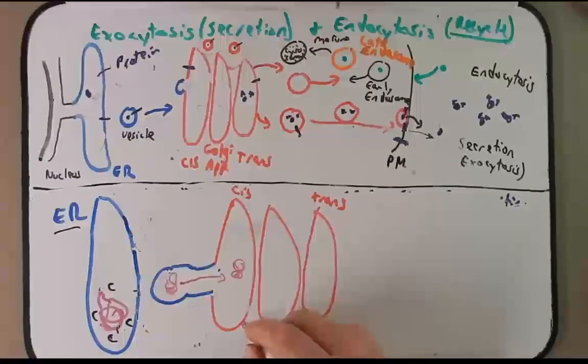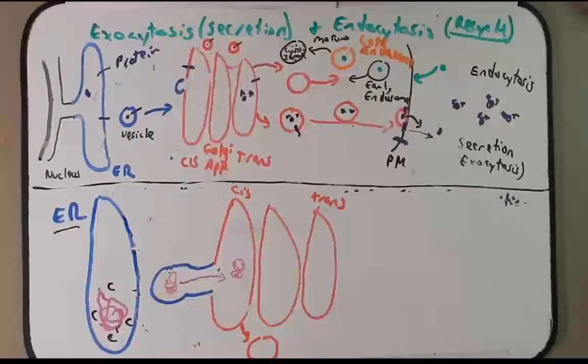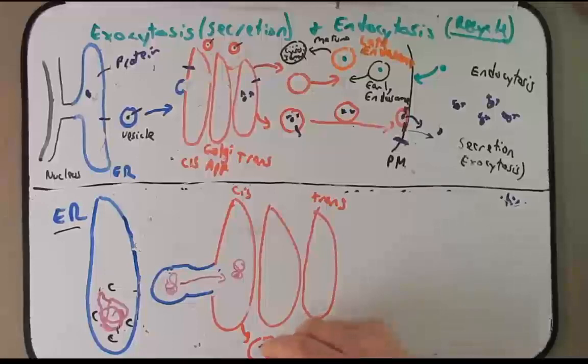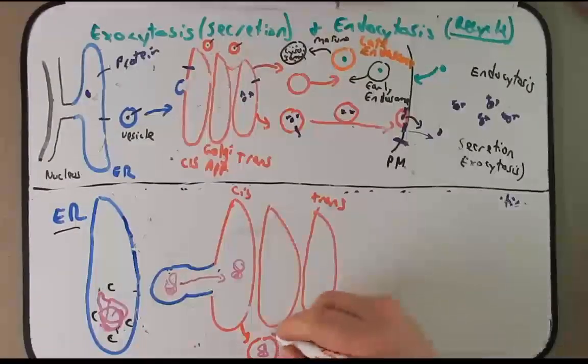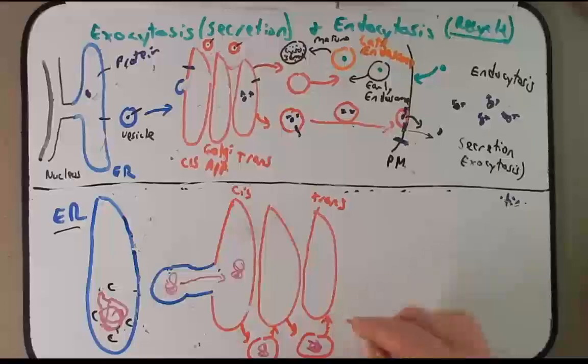Now what happens here is this protein will be packaged into a vesicle from the Golgi that contains this protein. It will fuse with this middle Golgi, then it will be released from that middle Golgi, and then once again it will be fused to the next one here.